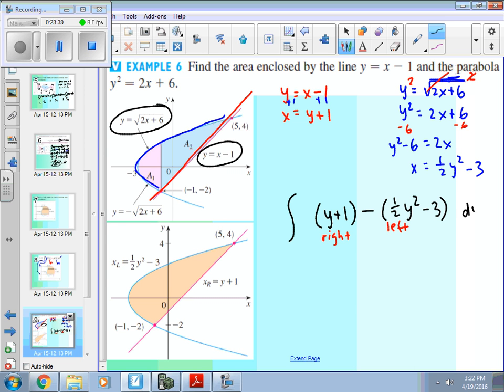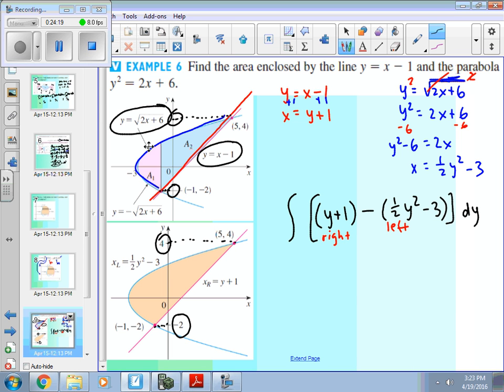Okay, and this one is going to be dy because everything is in terms of y. All right, now the last thing we need is our limits. What's our limits going to be? Well, that would be where these are intersecting on the y-axis. So we want to know where's this location, and we want to know where's this location. Now, you can see from the graph here what they are going to end up being. It looks like it would be at 4 and -2.